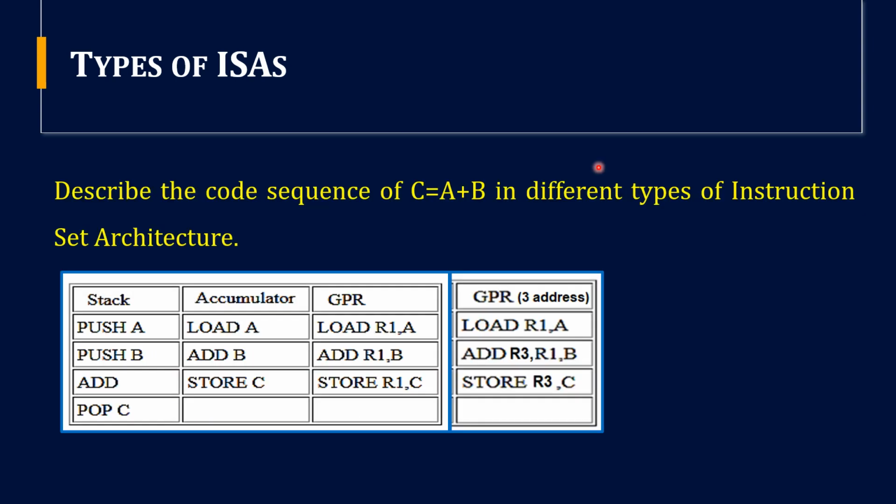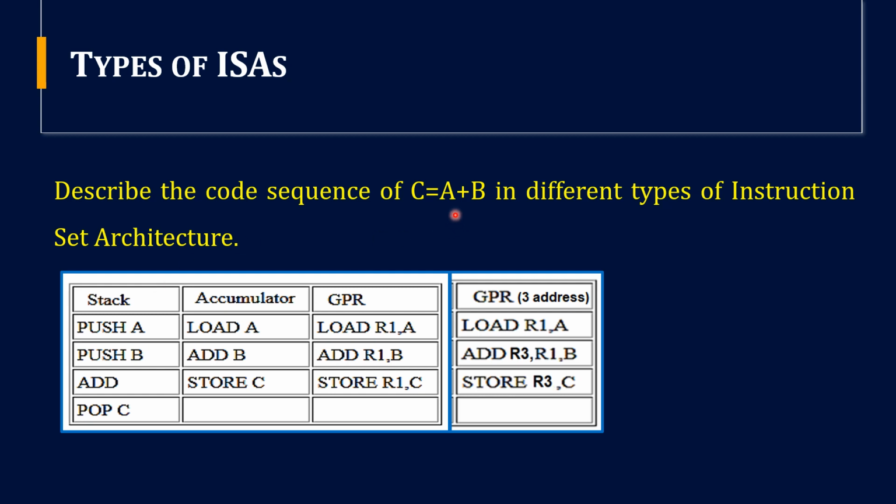Okay, now let's look at an example. Describe the code sequence of C equals A plus B in different types of ISA. So first let us look into the first type, that is the stack ISA. In the case of a stack, as we know, we'll be having only two operations, push and pop. Push is for inserting and pop indicates deletion from the top of the stack.